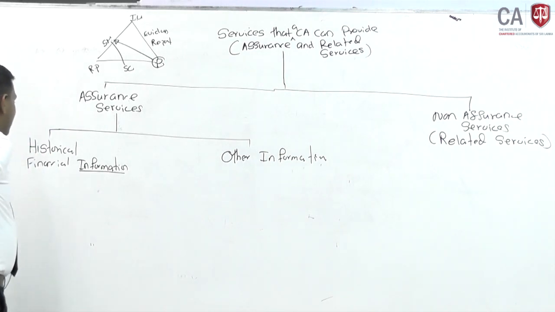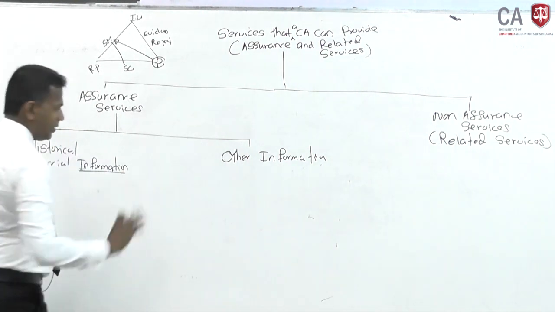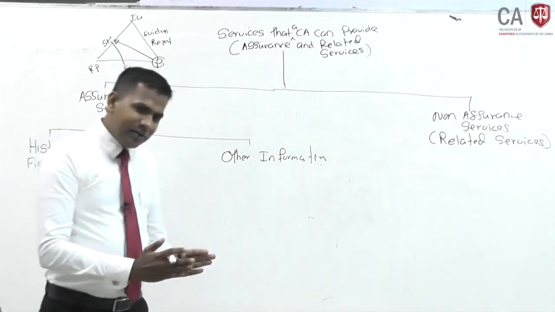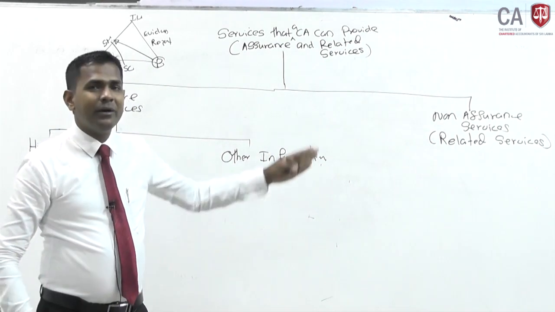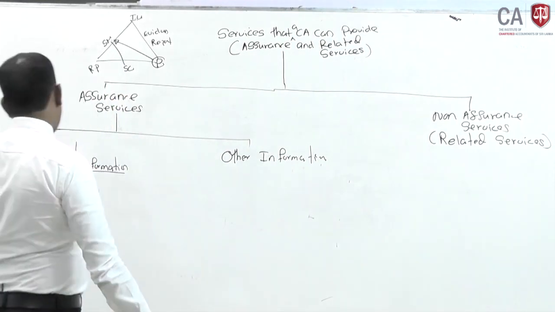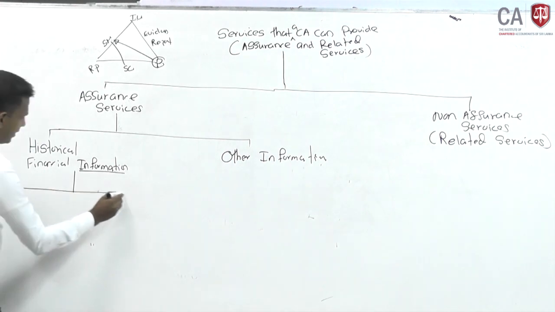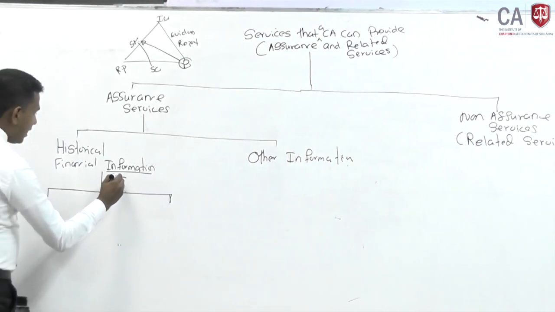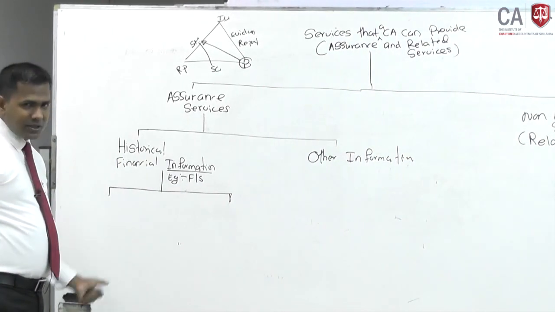So now, historical. I divided assurance services into historical financial information and other information. When you talk about historical financial information, what do we mean? Not today's information or tomorrow's information, but what happened in the past. For example, financial statements. These are historical financial information.